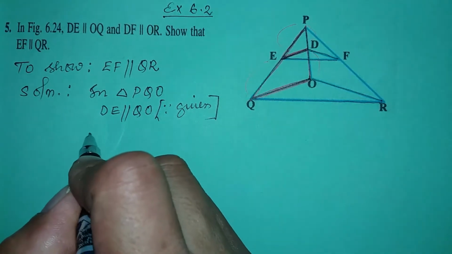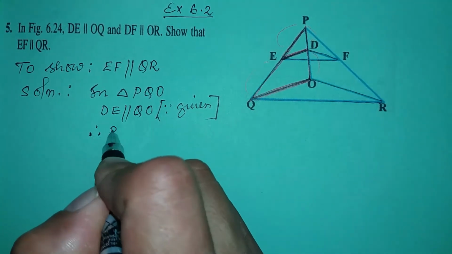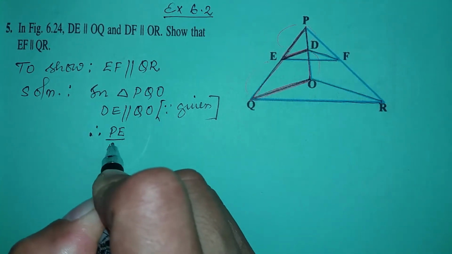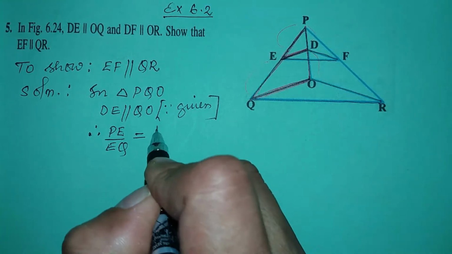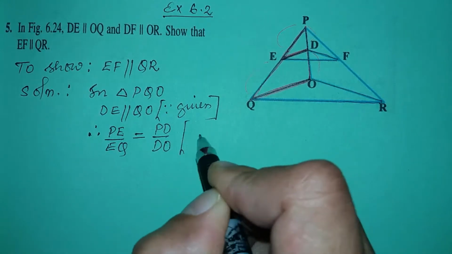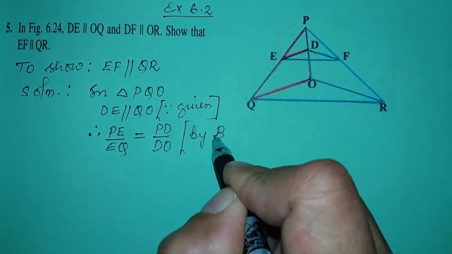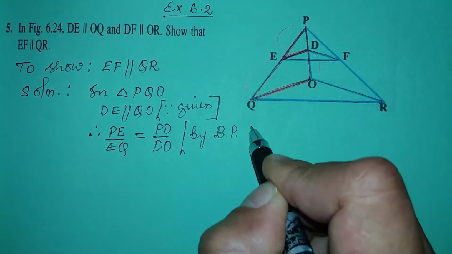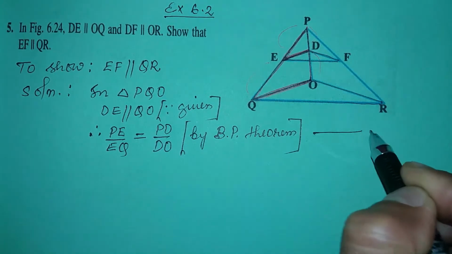Therefore PE by EQ is equal to PD by DO. This is by the basic proportionality theorem. Now let's call this 1.